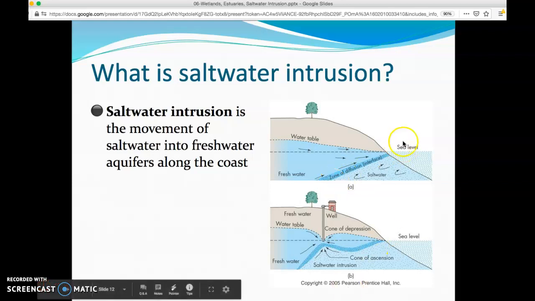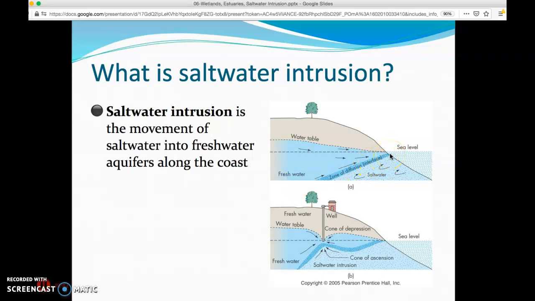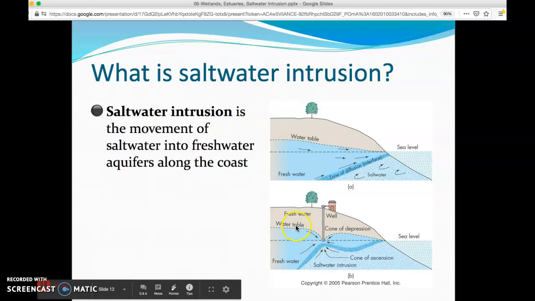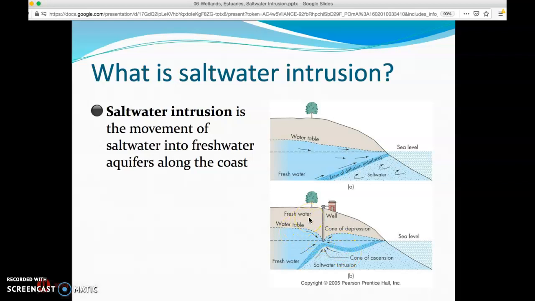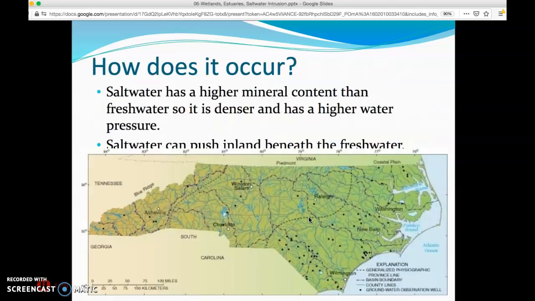So there is a zone between saltwater and freshwater underneath the earth, and as we are pumping the water and decreasing the water table, we are creating a pressure system which actually pulls the salt water into our wells and into our freshwater ecosystems, which we cannot drink, so it's not good for us as far as drinking, but it also causes some serious effects on the environment. How does it occur? Saltwater has a much higher mineral content than freshwater, so it's denser and has a higher water pressure. So the saltwater can push inland beneath the fresh water is what that says.